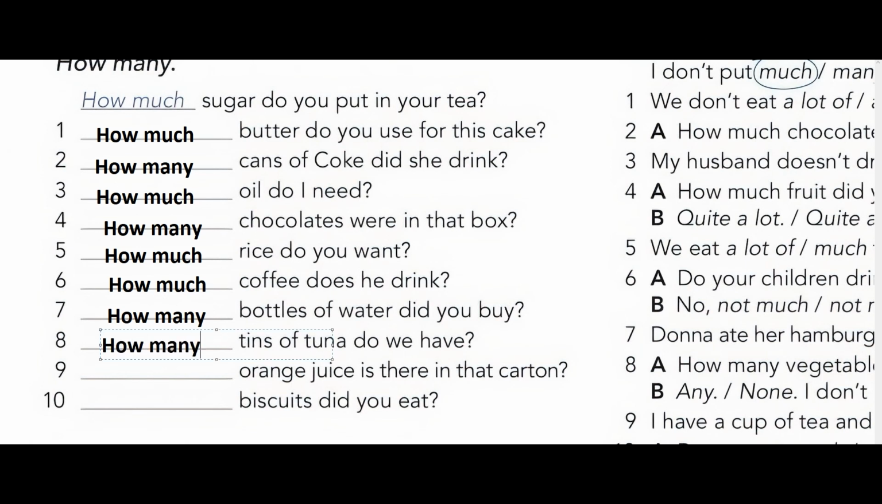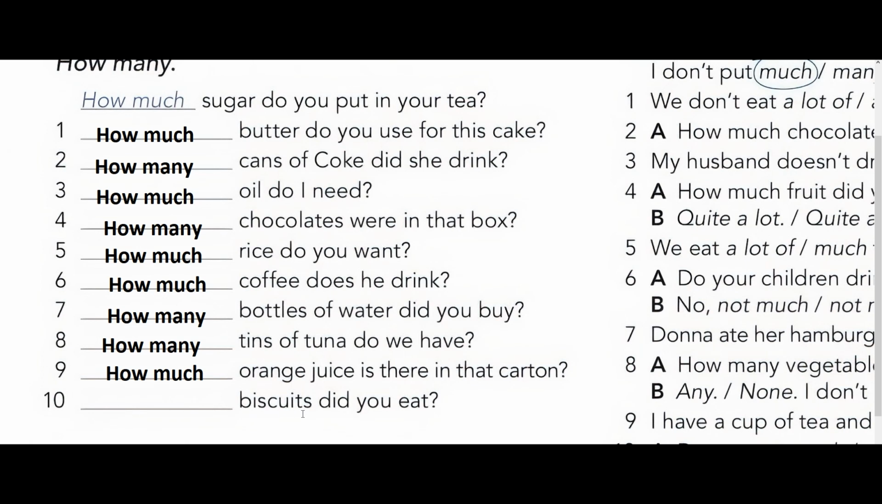консервные банки. Поэтому how many tins of tuna do we have? Сколько консервных банок тунца у нас есть? Дальше у нас orange juice. Это неисчисляемое, поэтому пишем вот так вот. How much orange juice is there in that carton? То есть сколько апельсинового сока там есть в этой коробке. Ну или упаковке, картонке, как вам удобно.